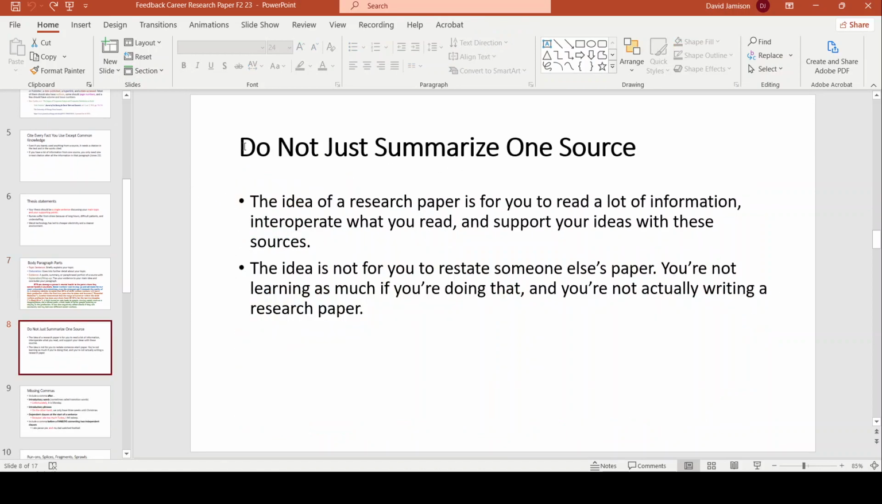Don't just summarize one source. That's a mistake a lot of people make, is they basically just copy the main idea of a longer article into their paper. So that's just a summary. That's going to lose you a lot of points if you did that.